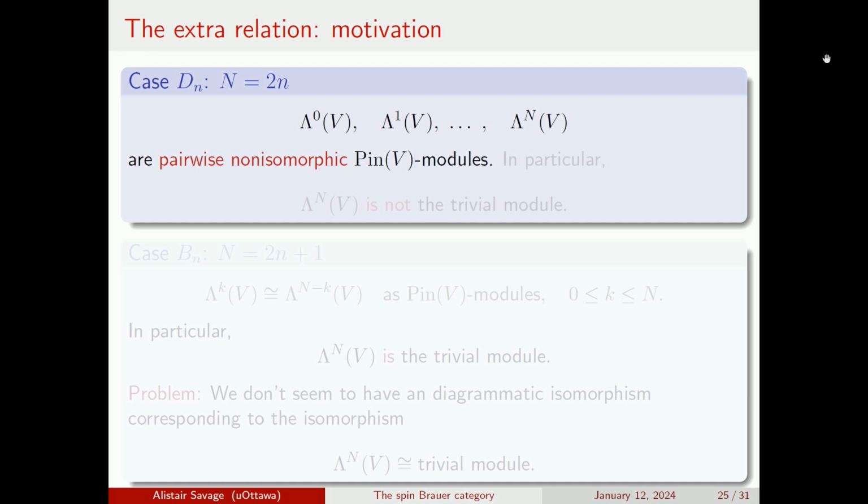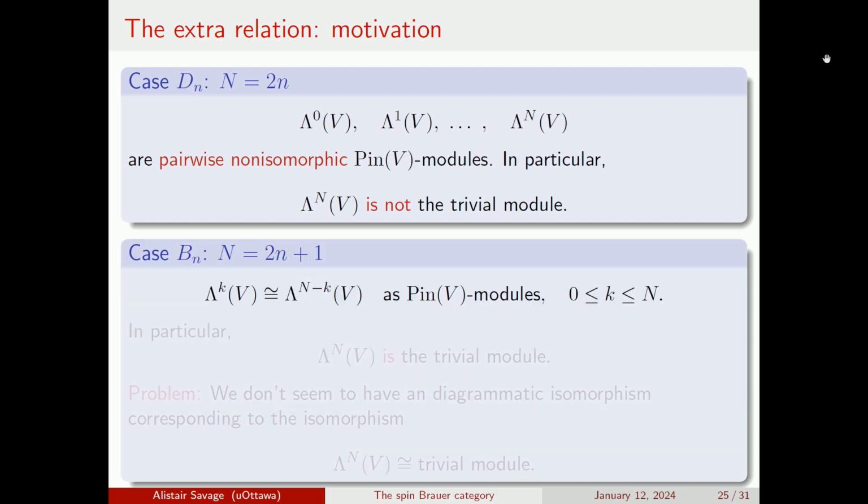And they're pairwise non-isomorphic pin modules. Some of them are isomorphic as spin modules. For instance, this last one is one-dimensional. The first one's the trivial. But the last one is not the trivial module as a pin module. It's trivial as a spin module. This is one of the reasons it's important that we use spin instead of pin.